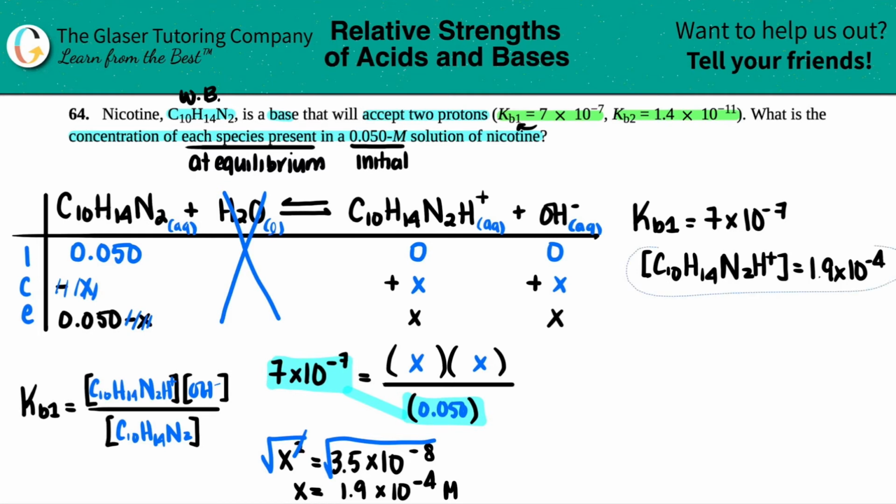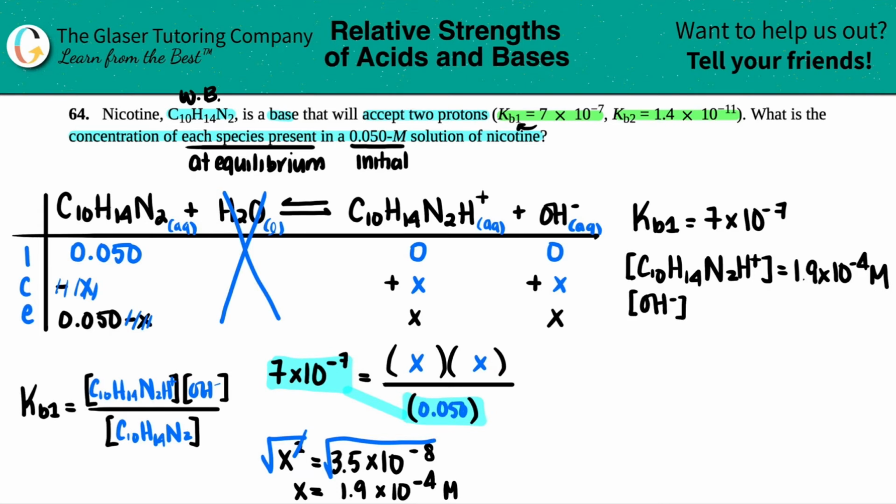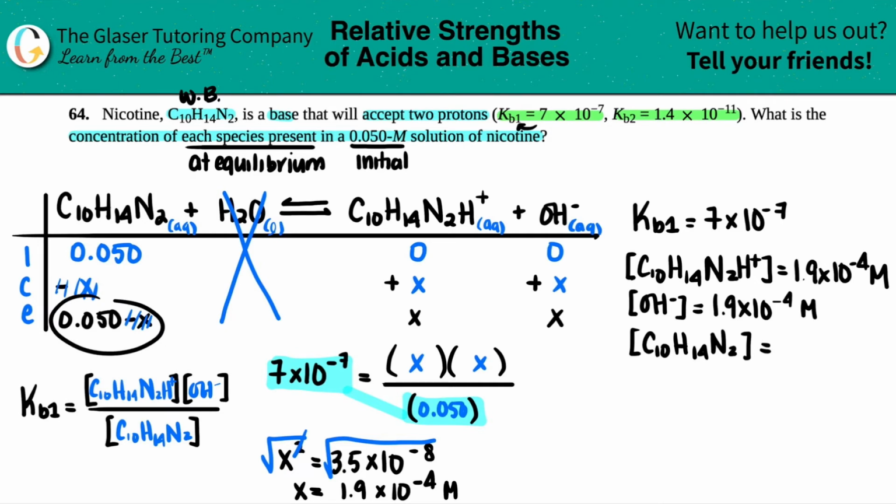Okay. We also have an OH minus concentration at equilibrium. That was just X. So that's 1.9 times 10 to the negative 4th molarity. Okay. And then for the actual nicotine, C10H14N2, that was 0.050 minus X.